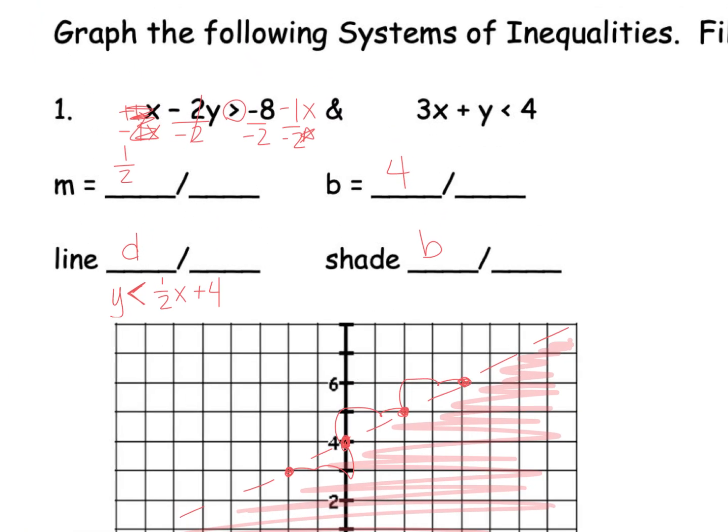So for my second one, now I'm going to use blue. And again, this is a positive 3, so to move it, I'm going to subtract my 3x. There's nothing in front of y, and I didn't divide, so it's just going to be y is less than negative 3x plus 4. So again, my b is 4. My slope, negative 3, or negative 3 over 1. It's a less than, so dotted and below.